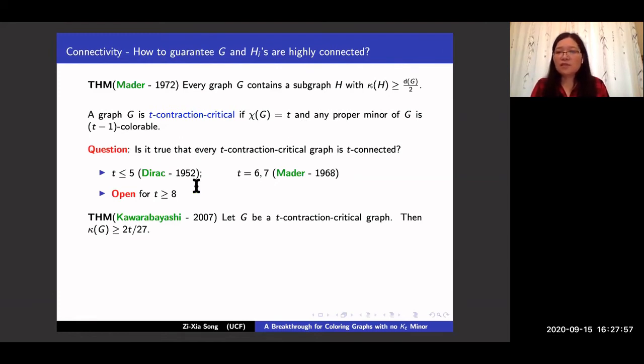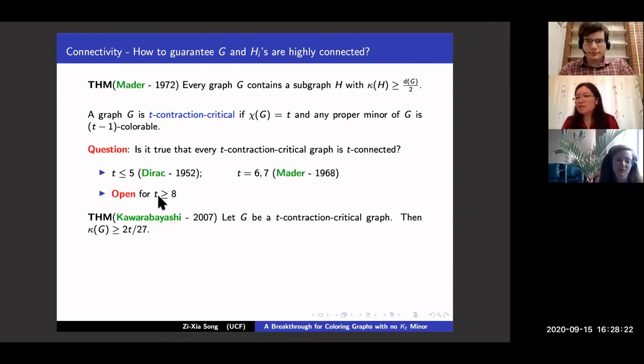Is it true that someone may have conjectured it? I forgot to find out whose conjecture this one is. Is it true that every t-contraction critical graph is t-connected? We knew it's true for t at most 5 by Dirac, and later Mader extended this for t equals 6 and 7. So far, no one can prove it for t equals 8.